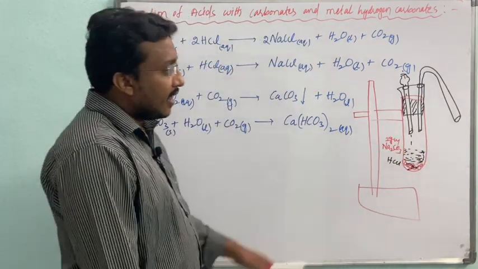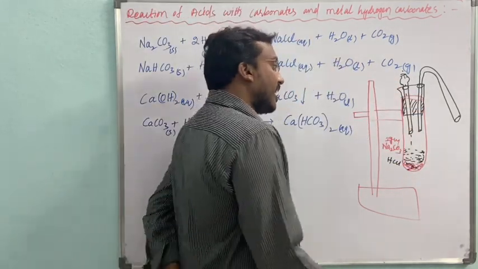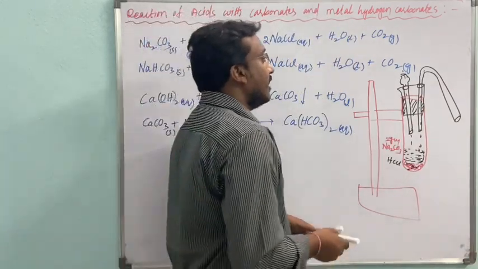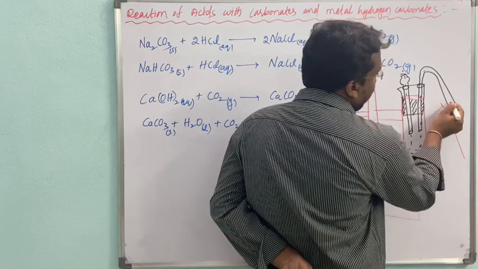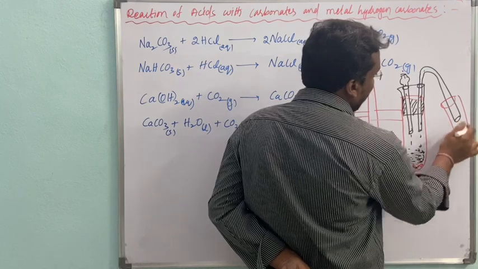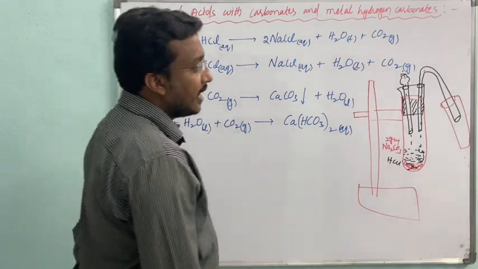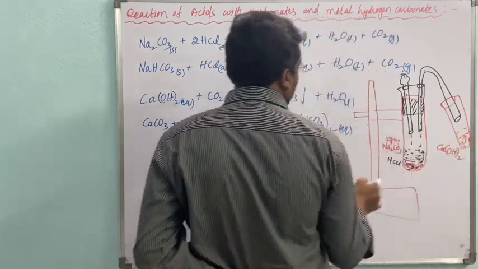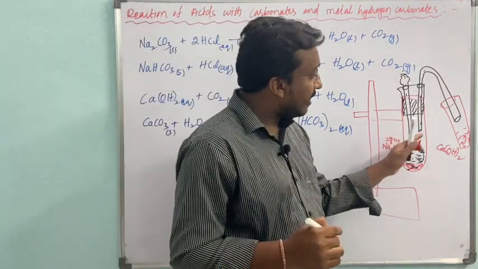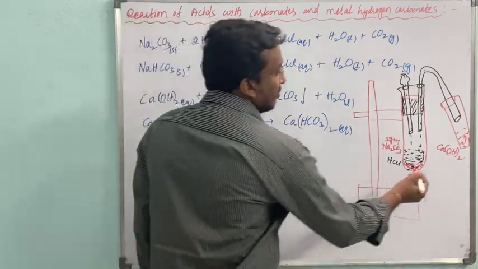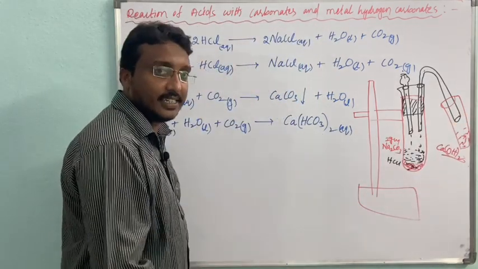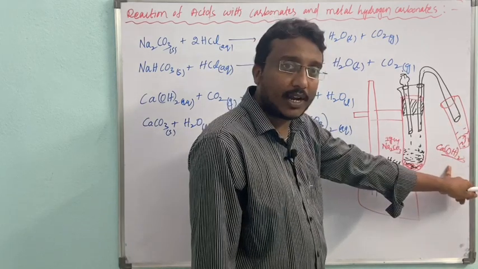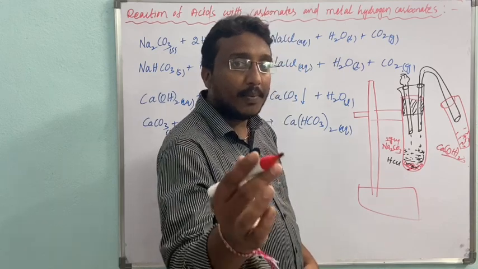While the reaction takes place, we notice that some gas evolves through the delivery tube. At the mouth of the delivery tube, fix one more test tube which contains calcium hydroxide solution, in aqueous solution. Then we notice that the calcium hydroxide turns milky white when the gas evolved from this reaction is passed into the test tube.